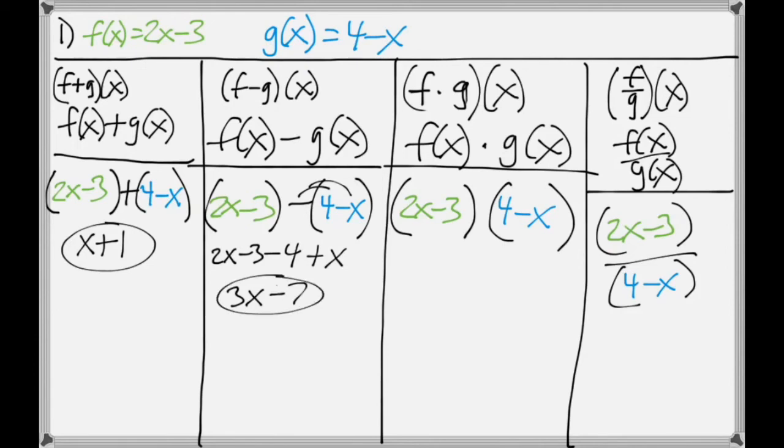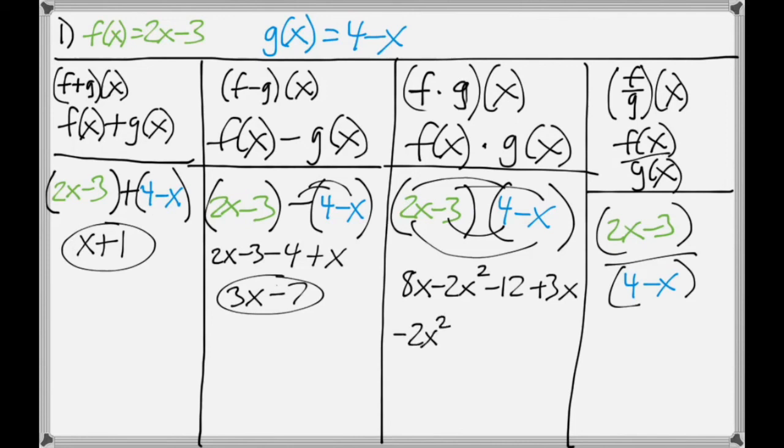With multiplying, this is going to be a FOIL problem. So it's going to be 8x minus 2x squared minus 12 plus 3x. And if I rewrite that and combine like terms, it's going to be negative x squared plus 11x minus 12.